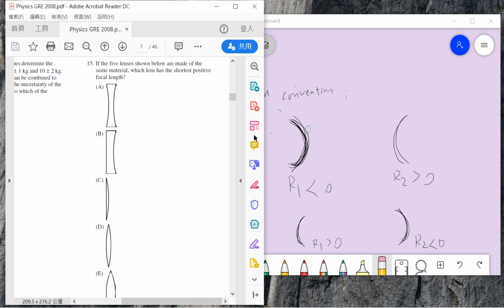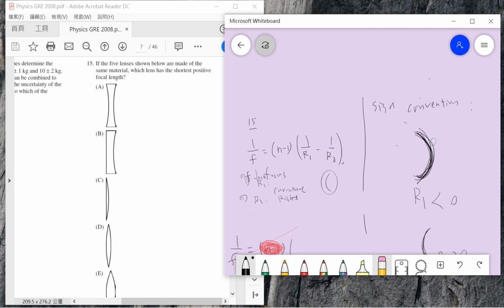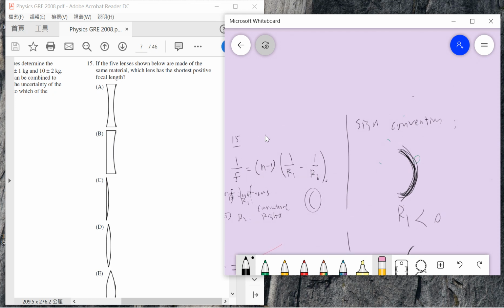Guys, so we're solving physics GRE 15. Basically this problem is difficult because we need to use the general lensing formula. So 1 over f equals (n minus 1) times (1 over R1 minus 1 over R2). And f is the focal length, R1 is the curvature of the left-hand side, and R2 is the curvature of the right-hand side.